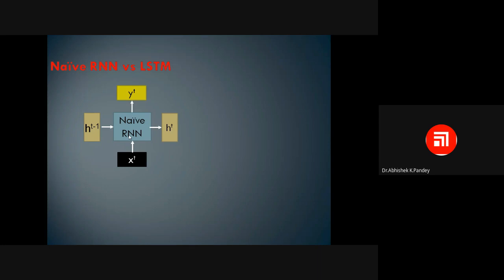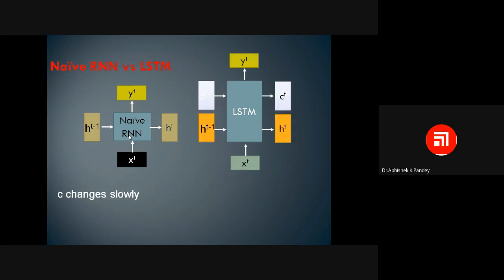So naive RNN versus LSTM. As you can see over here, in naive RNN and LSTM, we don't have much difference apart from that memory thing. So we cannot have the previous info that can make the things change. C changes slowly, as you can see over here. C_t is C_(t-1) added by something. This is C_(t-1). C changes slowly. That's the main difference between naive RNN and LSTM.